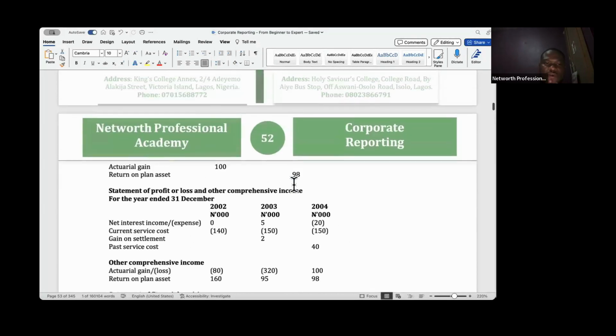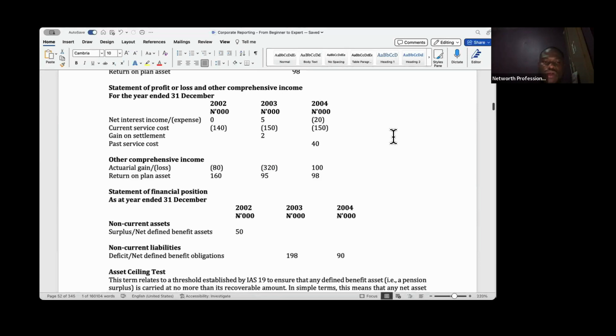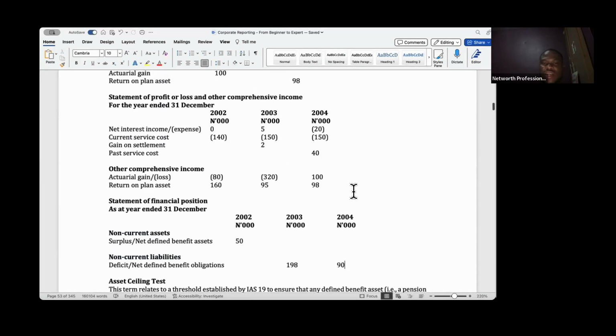And in 2004, still working with fair value, the obligation is still higher than the asset by 90. That will be a net defined benefit obligation or a deficit, still under my non-current liabilities. And that's why I have that 90 under here. And that is the end of this question.